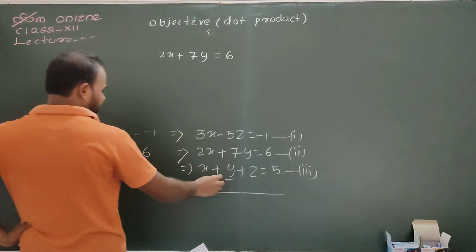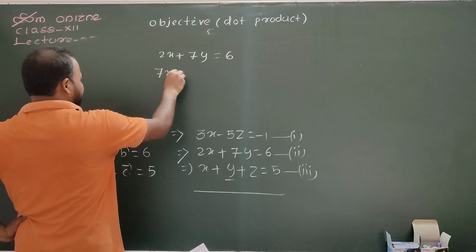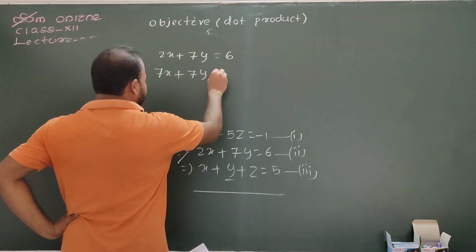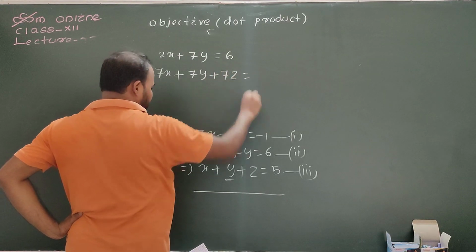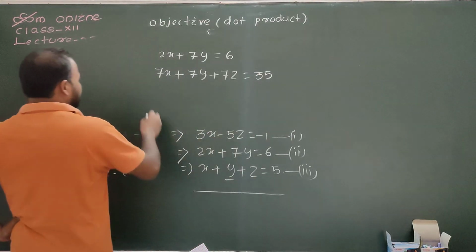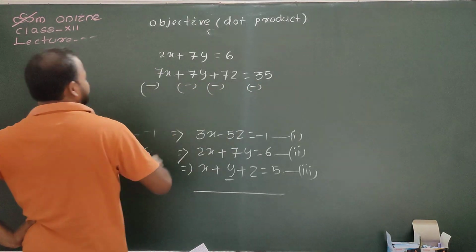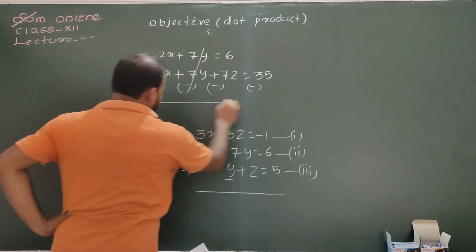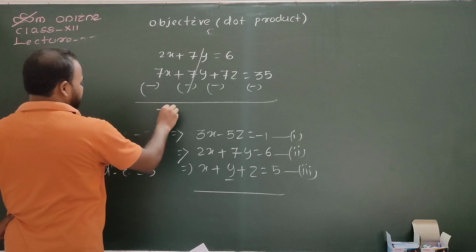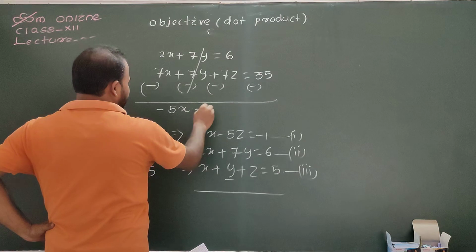Okay, and in this equation we multiply by 7, that is 7x plus 7y plus 7z equal to 7 fives, that is 35. Now the signs are minus, minus, and it is cancelled, and finally we get 2x minus 7x, that is minus 5x. Clear?